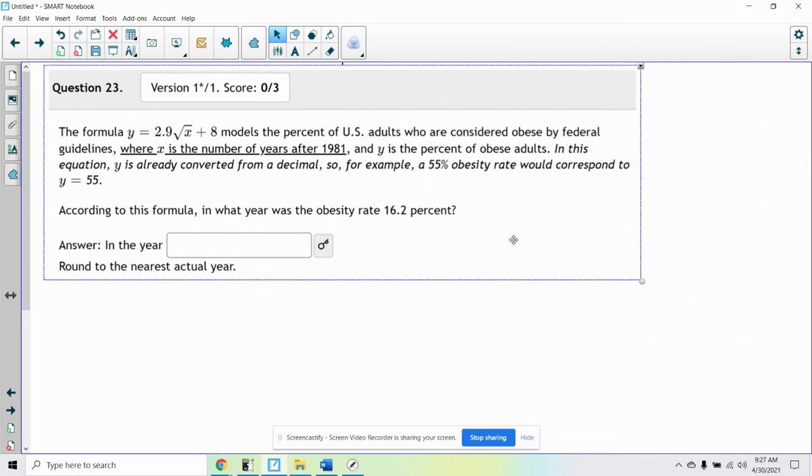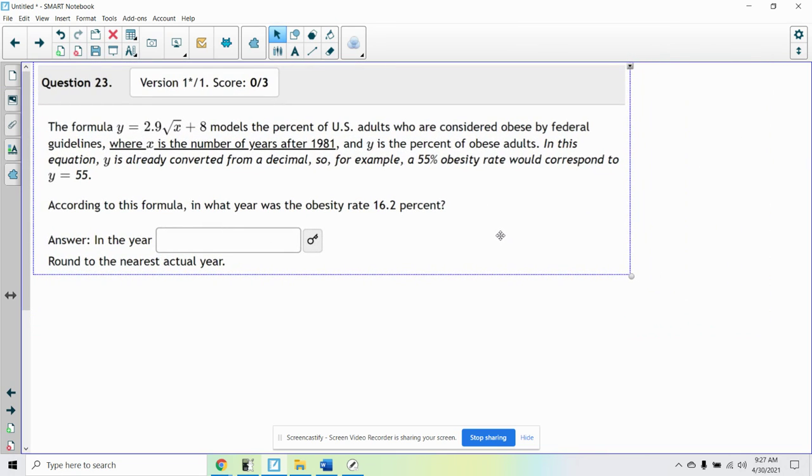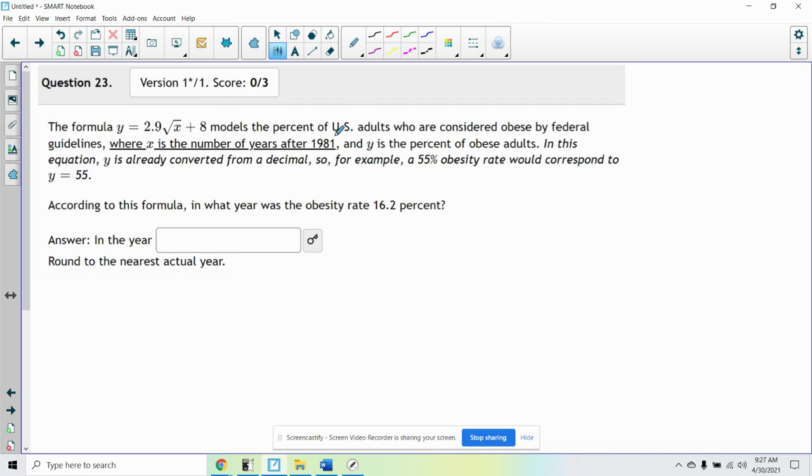Okay, and the last one. This says the formula y equals 2.9 times the square root of x plus 8 models the percent of U.S. adults who are considered obese. X is the number of years after 1981. We'll keep that in mind. Y is the percent of obese adults. In this equation, y is already converted from a decimal, so we're not going to write 0.55, we're going to write just 55. According to the formula, in what year will the obesity rate be 16.2%?